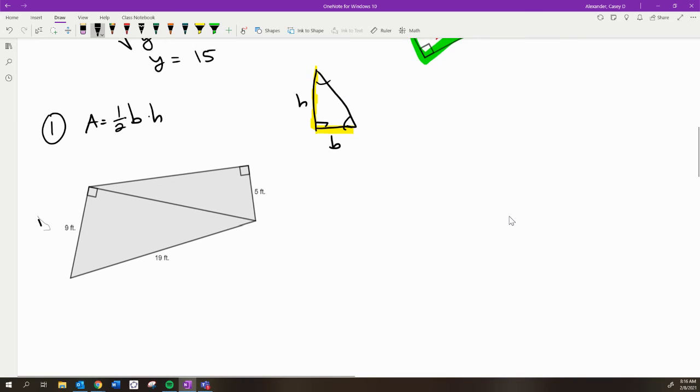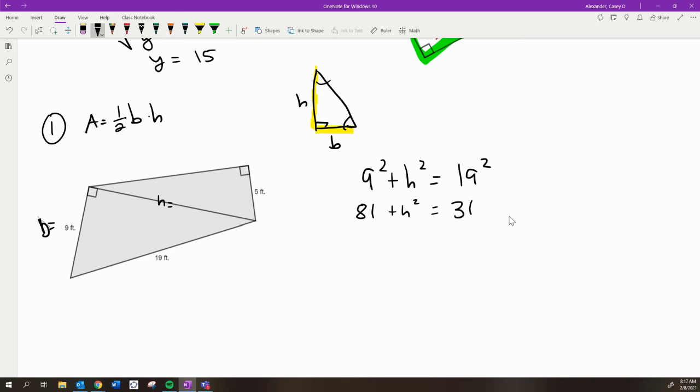And so if we look at this lower triangle, we could think of 9 as the base, and we just don't know the height. And so we have to use the Pythagorean theorem to figure that out. We would say, 9 squared plus the height squared equals 19 squared. And we're going to get decimals here.